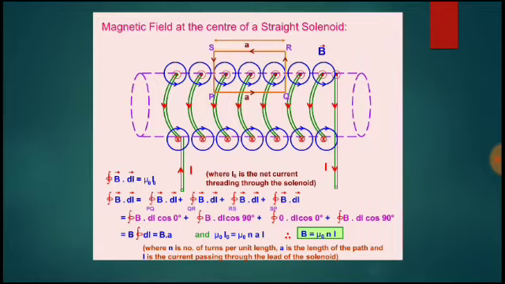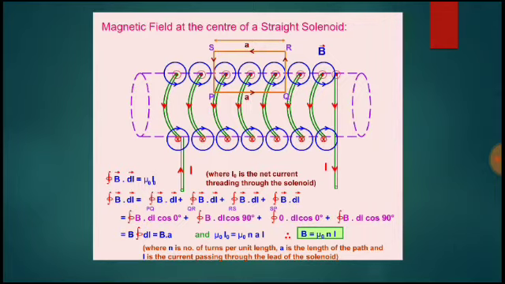Now come to this one. The first one, line integral of B vector dot dl vector is equal to mu naught into I naught. From which law is this? From Ampere's circuit law. So BL is equal to mu into I in Ampere's circuit law. But here it is I naught. What is I naught? It is the net current through the solenoid.